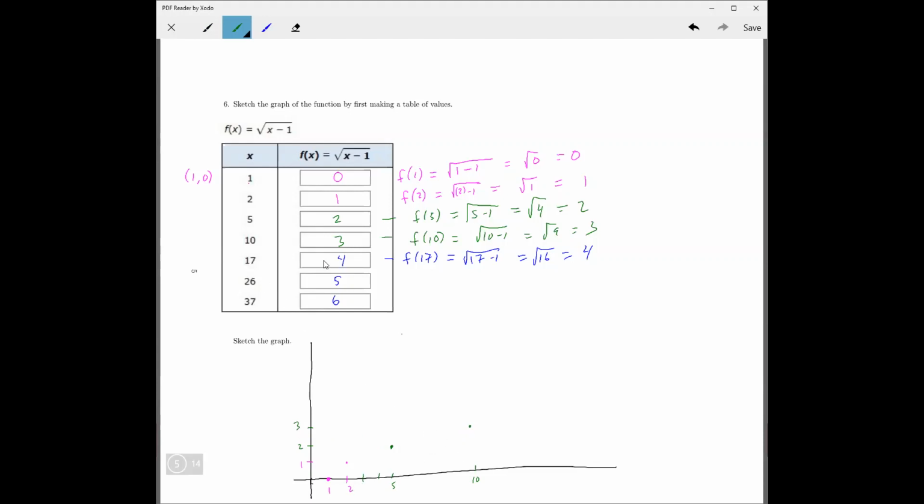And then 17, 4. Okay, maybe 17 is there. 4 is up here. Maybe 26. That would be maybe over here, or maybe further to the right. I don't know. But anyways, the overall graph is going to look like this.